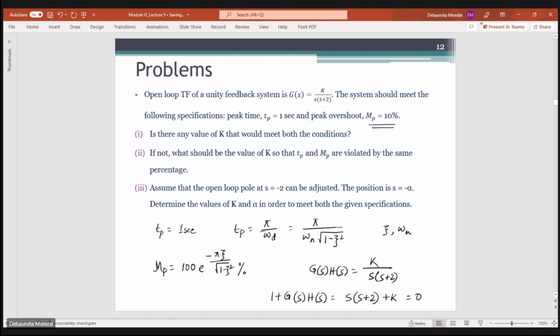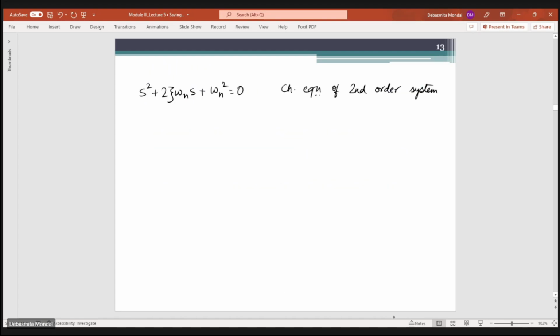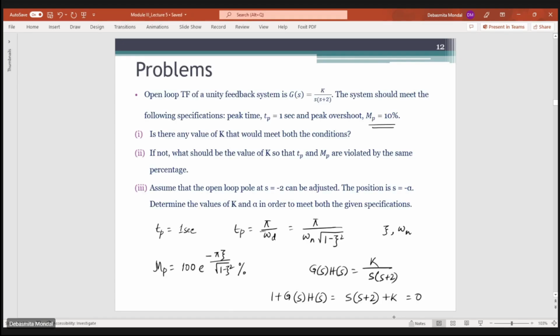Now you can compare this equation with the general one, and find out the corresponding values of zeta and omega n. Then if you know these, you can find out the value of k, and see whether this k matches the k value you get when TP equals 1 second, and the k value you get when MP equals 10%. If they are not matching, then you see that it is given that it will be varied by the same percentage.